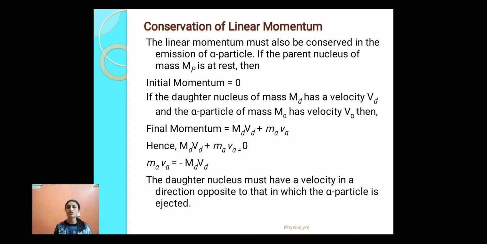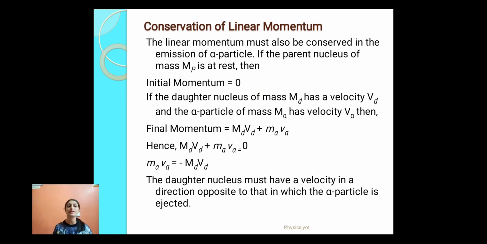Second is conservation of linear momentum. The linear momentum must also be conserved in the emission of an alpha particle. If the parent nucleus has mass mp and is at rest, then the initial momentum will be equal to 0, because momentum is given by the formula mass into velocity. If the parent is at rest, its velocity will be 0, so its momentum will be 0. That is how we get initial momentum equal to 0.